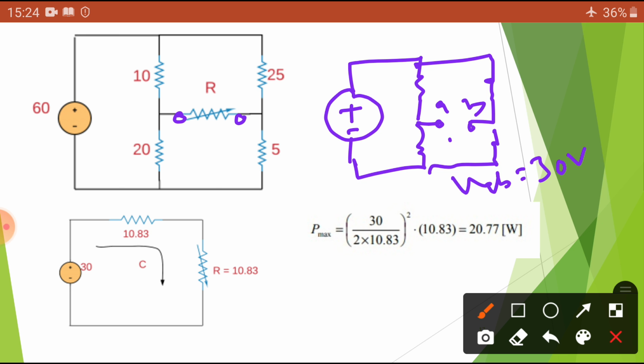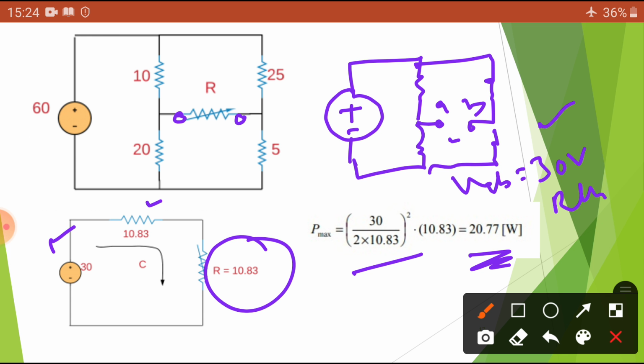Okay. You know everything here. So you know the V Thevenin's, we know the R Thevenin's. Simply substitute in the equation. Then we are going to get 20.77 watts. This is the value, and we are going to calculate the R_L, then find what is the power. So simply we are going to do this.